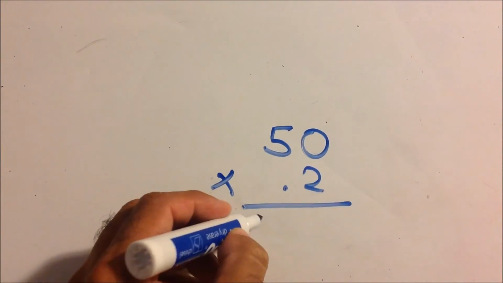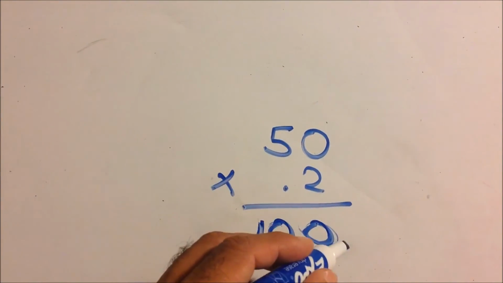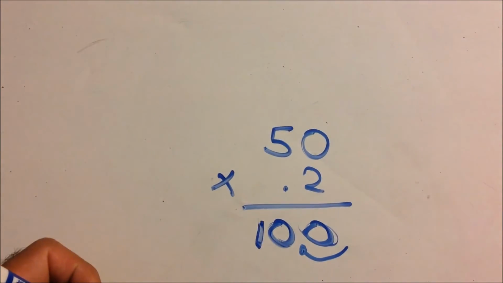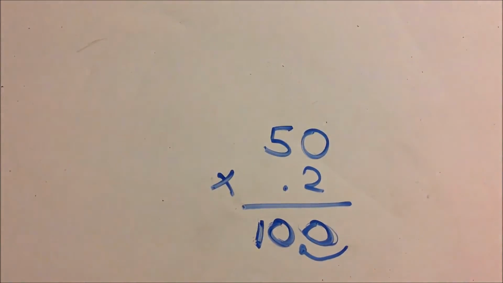50 times 0.2, so you get 10.0. Fix that. And there's one decimal place, so we move it once. So there it is, there's the 10. So 10 divided by 0.2 is 50.